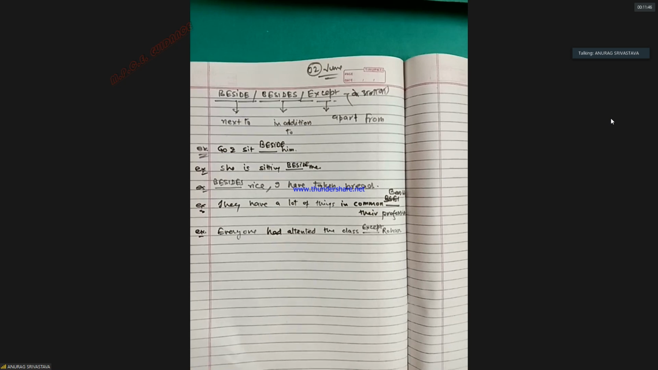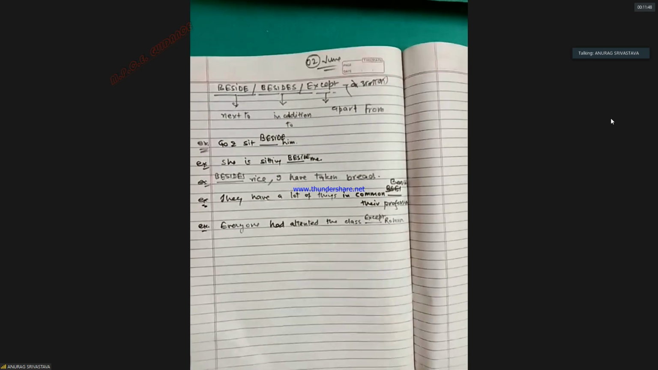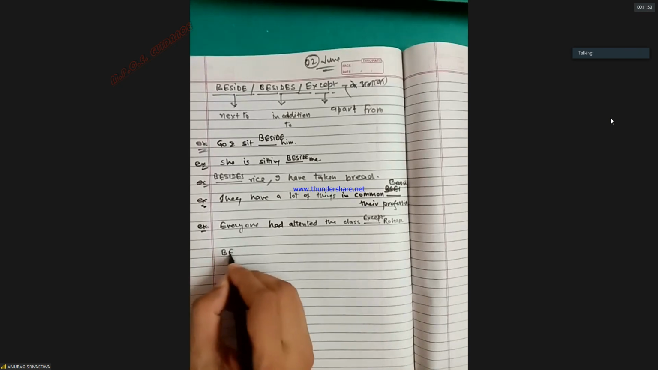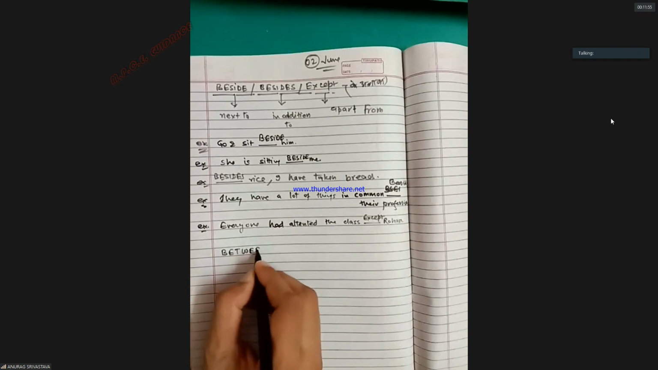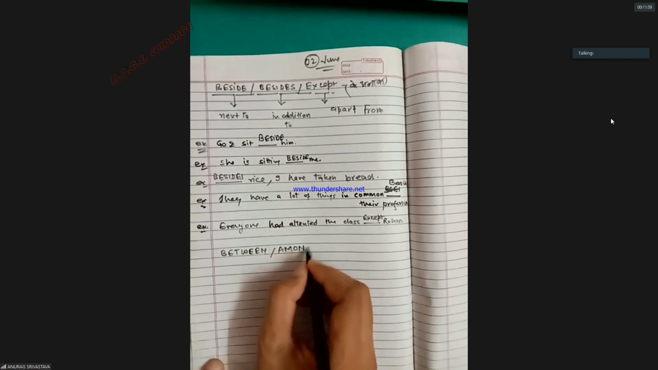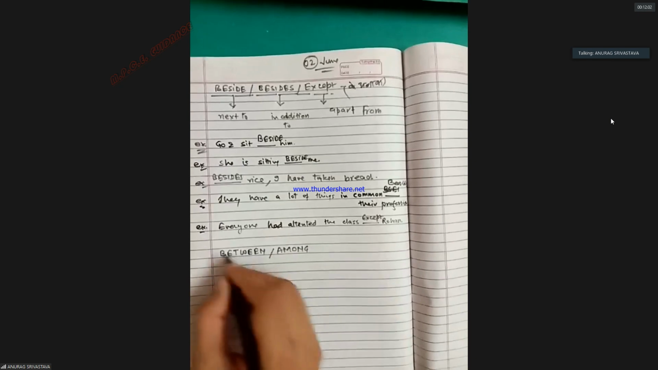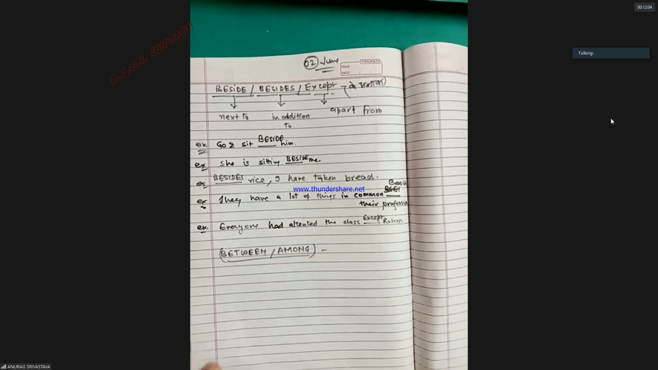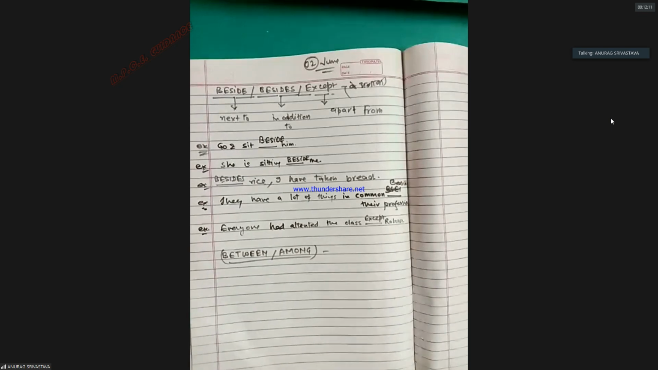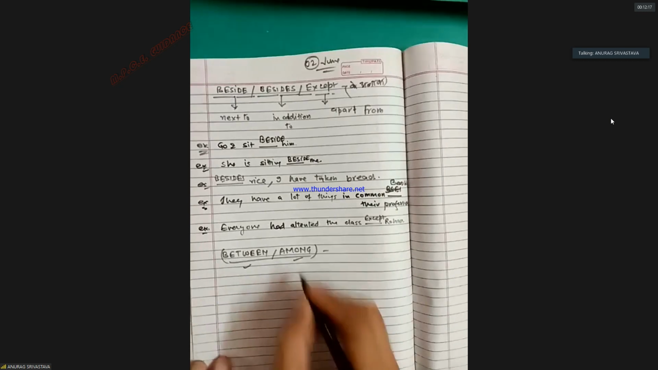So we have the next type of preposition, which is between and among. Fine. One more word is among us, but we will see it later. So first is between. What is the meaning of between and among?